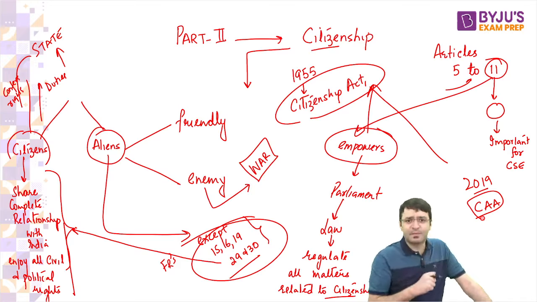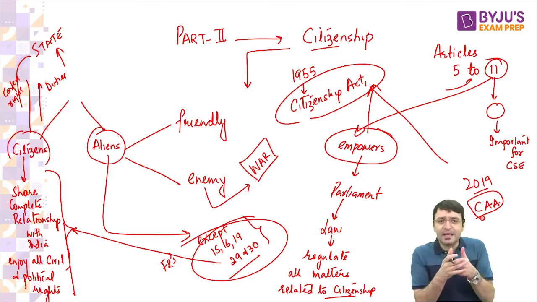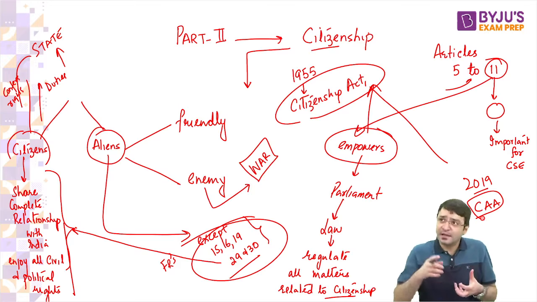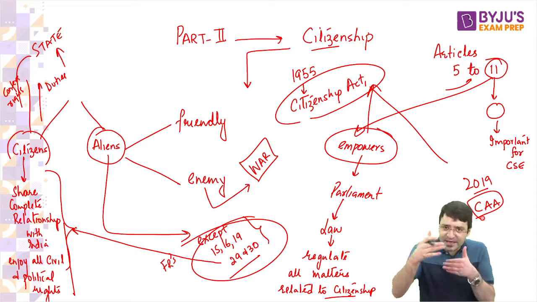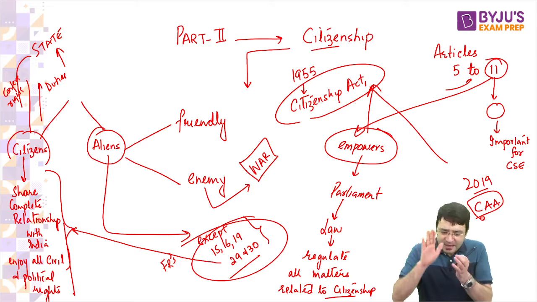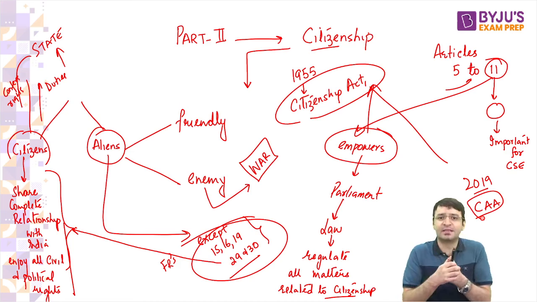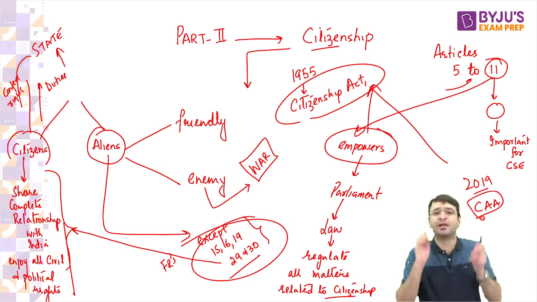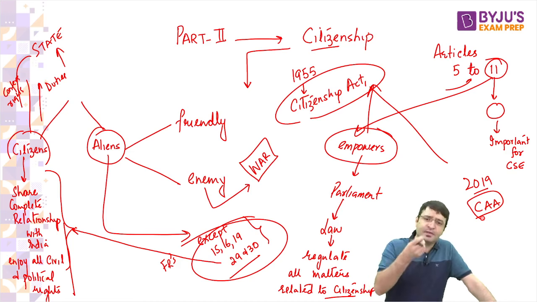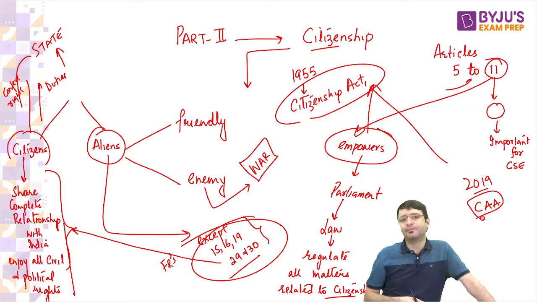So citizenship is basically legal acceptance. I'm claiming that I'm the citizen of India, but the state should also accept my claim. Once the state accepts my claim by giving me a citizenship certificate, this certificate says that now you can claim your rights. And as a citizen, I have all these civil and political rights in India.